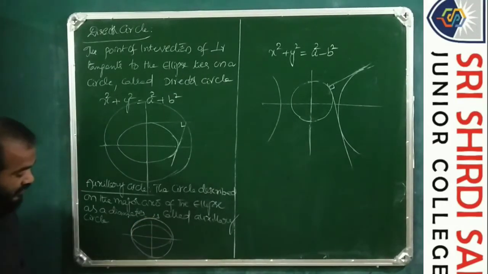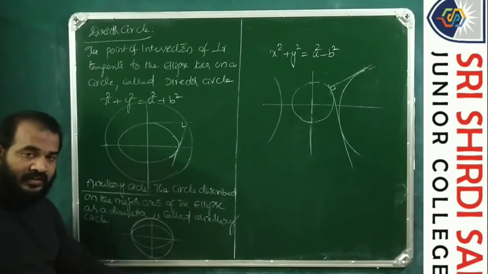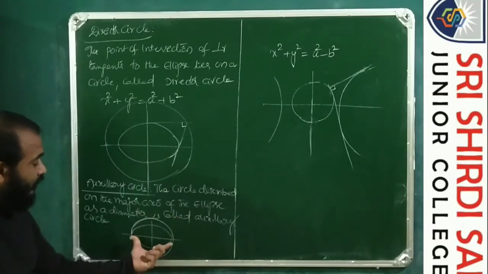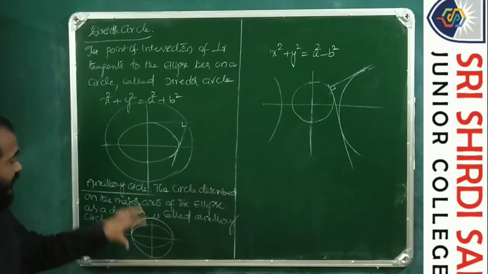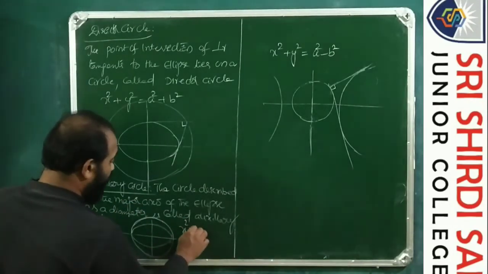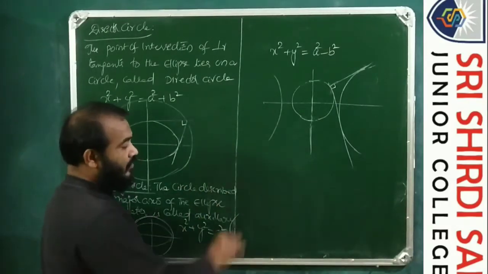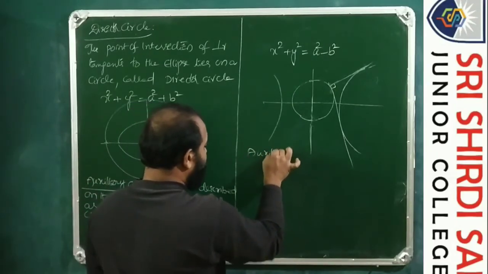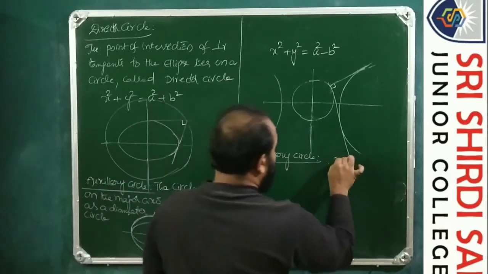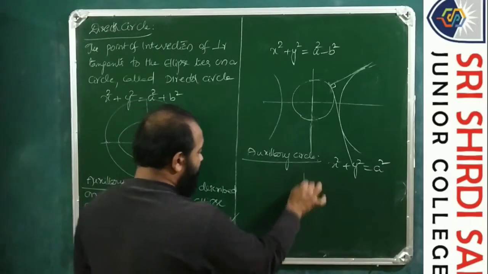This circle has the diameter which is the major axis of the ellipse. So this is said to be the auxiliary circle, and the equation of this is x square plus y square equals a square. Here the auxiliary circle is the same, x square plus y square equals a square. The diagram for which is this.